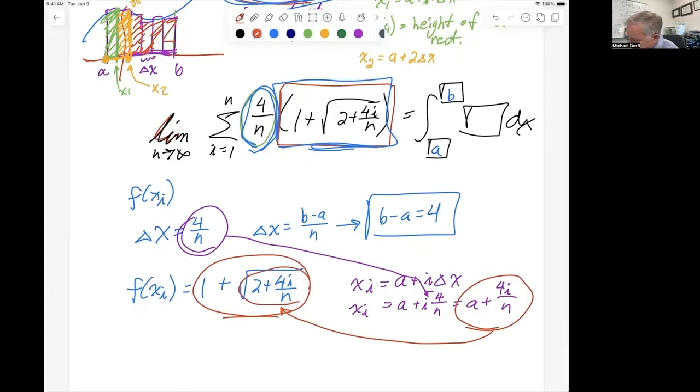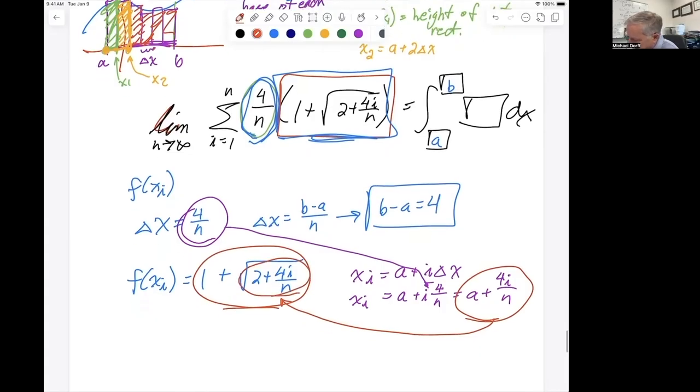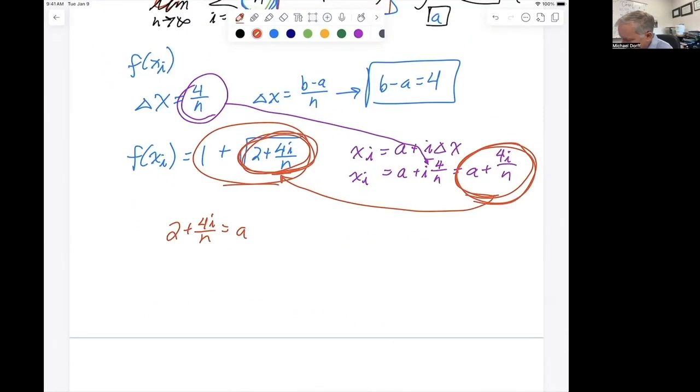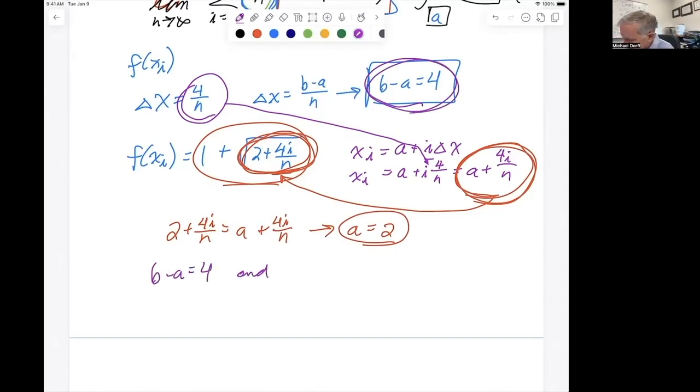This has to be my x sub i. And this would tell me that 2 plus 4i over n is going to equal a plus 4i over n. So that's going to tell me that a has to equal 2. Well, the fact that we had earlier, b minus a is 4 and a equals 2, that means b is going to equal 6.